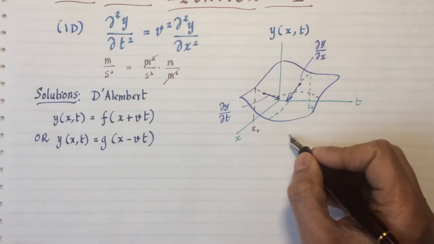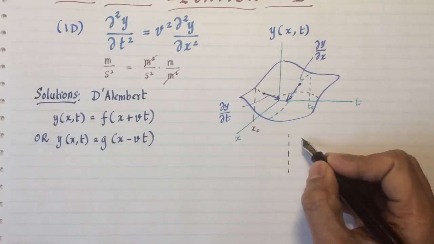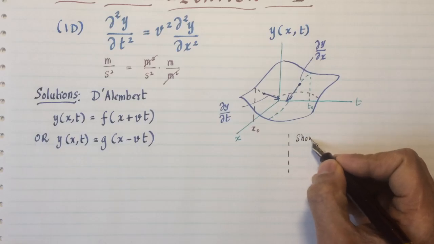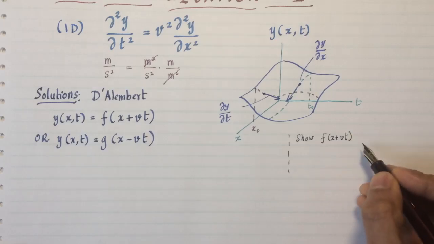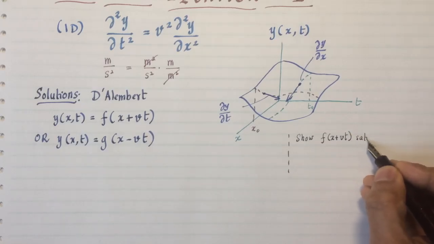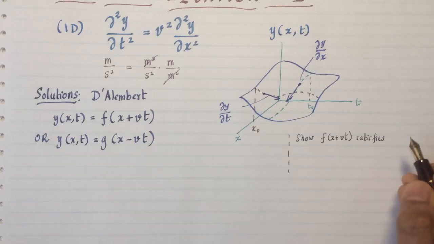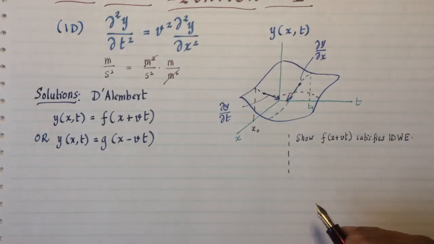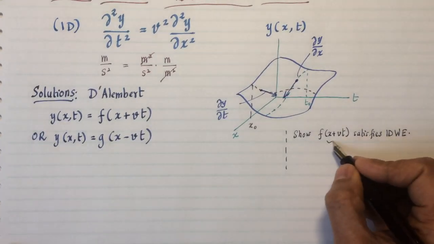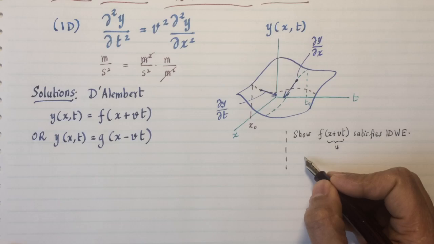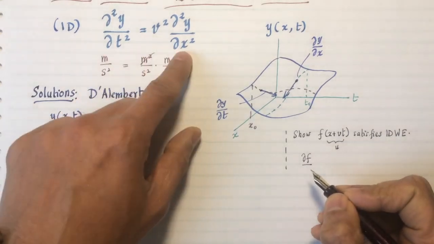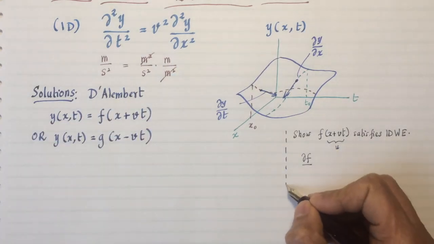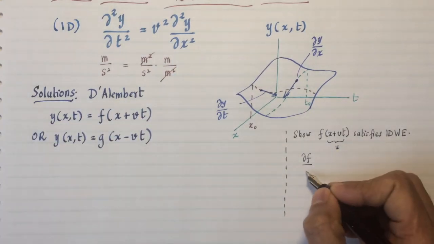So let's show that f of x plus vt satisfies the 1D wave equation. What I'll do is I'll call this u. Remember, I need to show that, so I need to do all these partial derivatives. So it's going to be 4 partial derivatives that I need to do.